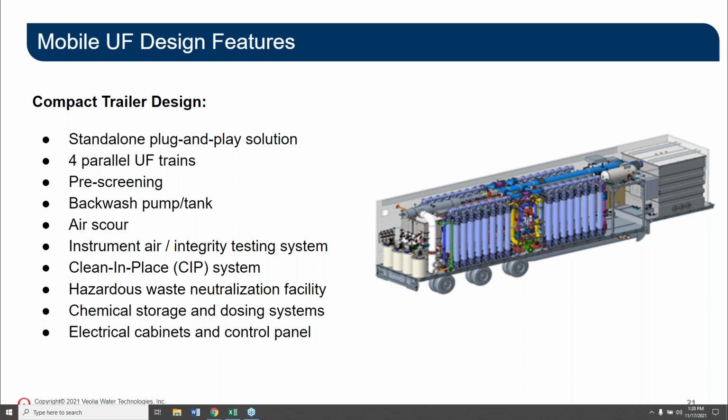Then the features of the asset. The mobile ultrafiltration asset by Veolia is designed to be a compact, standalone, plug and play, high flow mobile solution. It is designed to be as independent as possible with all auxiliary systems already installed within one trailer solution. It has 4 UF trains in parallel, which gives the end user excellent flexibility in terms of capacity in case one skid goes offline due to any reason, whether that be cleaning or failure or whatsoever.